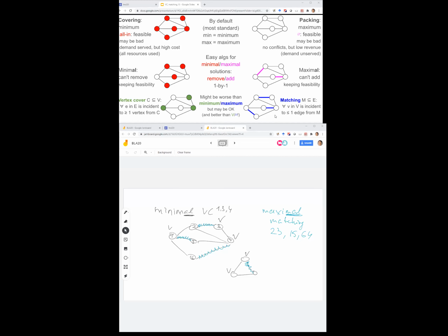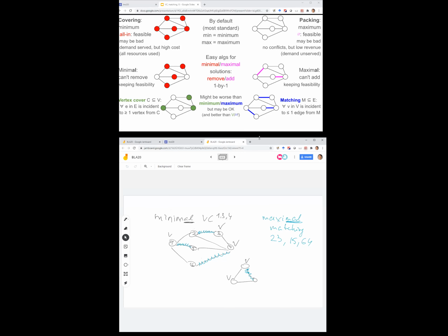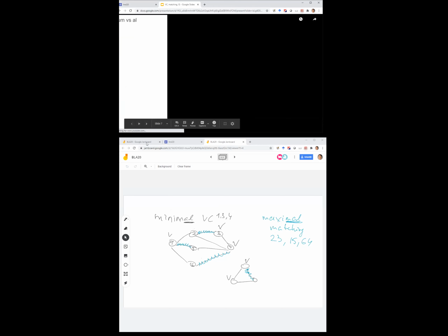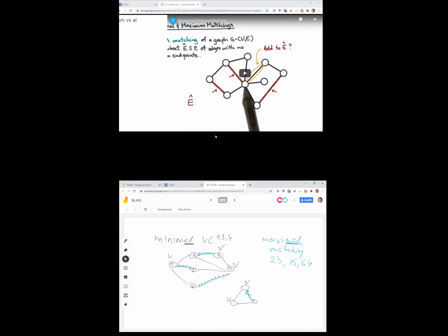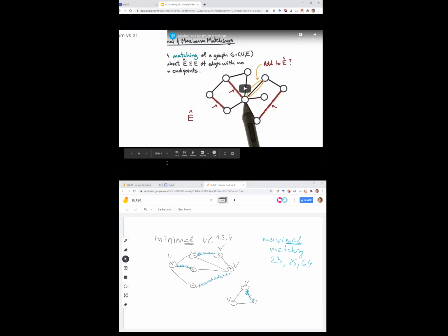So okay, we looked at finding the minimal vertex cover and maximal matching. Now I will click through a couple of slides. In the next slide, again, I will not show you this video, but just for information, there is also a video which you can watch on finding maximum and maximal matchings.